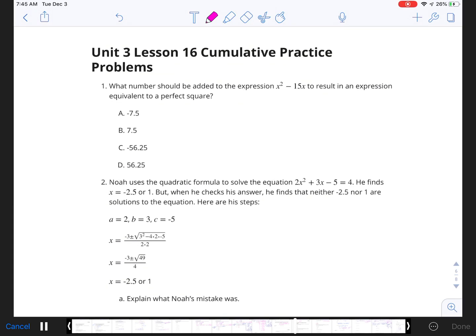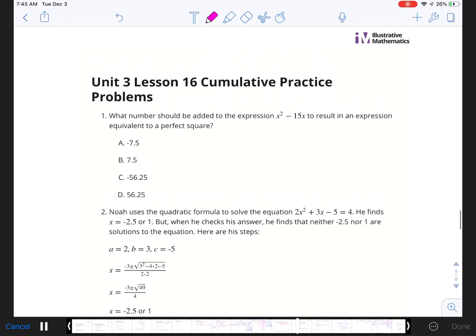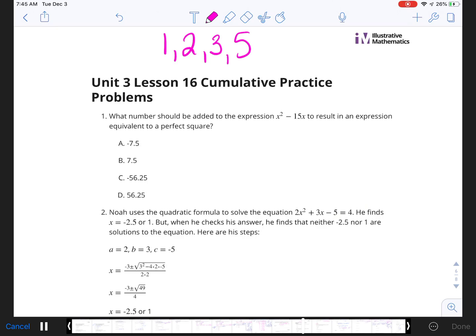Today for the cumulative practice problems, I want you to do number 1, number 2, number 3. I'd also like you to do number 5, and if time allows, please do number 7. So do number 1, 2, 3, and 5, and if time allows, go and do number 7.